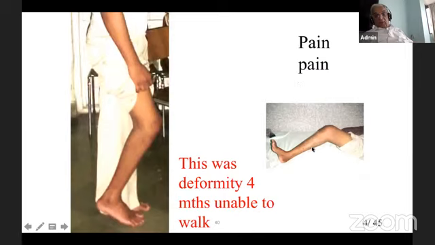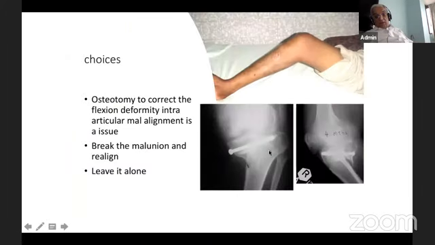As you can see here, there is a flexion deformity. The patient cannot walk about. This was deformity 4 months, unstable to walk, unable to walk. Now this is the stage he came. With this sort of a situation, this sort of a tibia, everything is overflowing as you can see here. Osteotomy to correct the flexion deformity, intra-articular malalignment, and break the malunion to realign, or to leave it alone. Even this is not even suitable for the future TKR if you want to do it. And hence this is the one which needs to be corrected and at least keep it ready in case you need a TKR for the future.